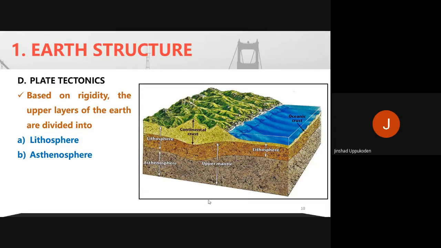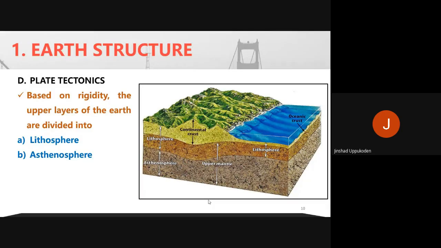This difference comes in geology. The difference between lithosphere and asthenosphere is based upon the rigidity of the material. I told you the upper part of the mantle is slightly solid, like the crust itself. It is in an almost plastic state, we can say.